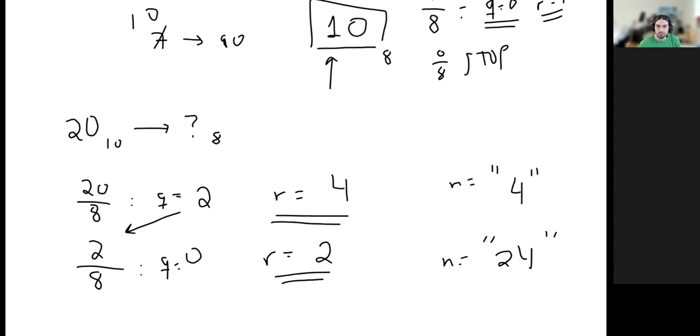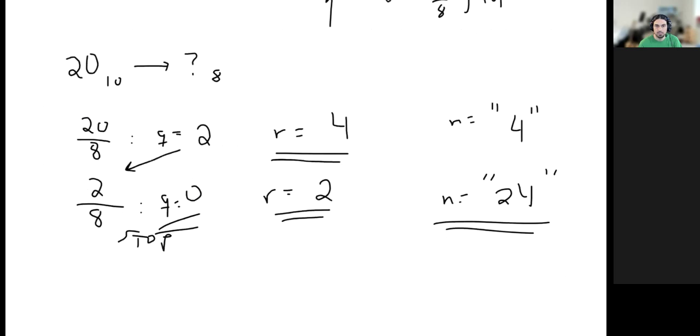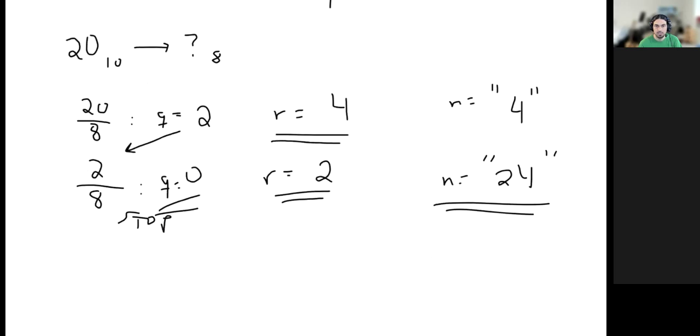Makes sense? And then because the quotient is 0, stop, and return n. So 20 in base 10 is going to be 2, 4 octal. I write the base of the number here so you can differentiate. So that means 24 in base 8.